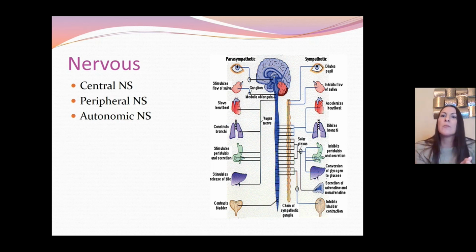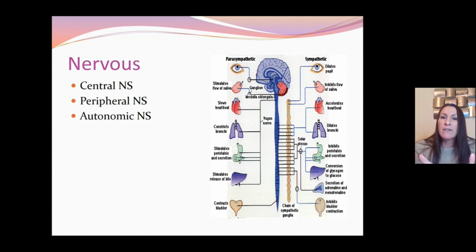So this is a control and communication system that sends signals all throughout the body in the form of nerve impulses. So nerve cells, or neurons, sometimes they're referred to, are responsible for transmitting electrical impulses all throughout the body to where they need to go. So whenever we think central nervous system, just think it's in the center of the body. It's the brain and the spinal cord.